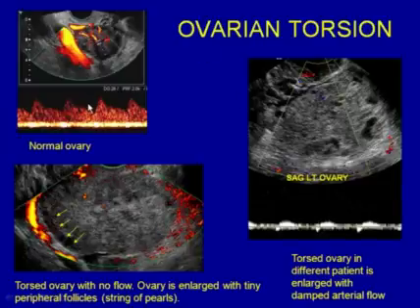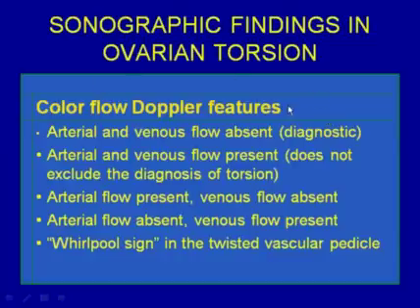You can see here's a normal ovary, again with the follicles displaced somewhat to the periphery, but you can see normal flow certainly within the center, and this ovary is normal in size. Again, the torsed ovary has no flow, but it can also have damped flow, or as we just saw in the prior case, can look pretty normal looking flow. So what about these Doppler features? Well, if the flow is completely absent, that is considered diagnostic, but if the arterial and or venous flow are present, that does not exclude the diagnosis of torsion, and you can have arterial flow only or venous flow only, and both of those can be present with torsion.